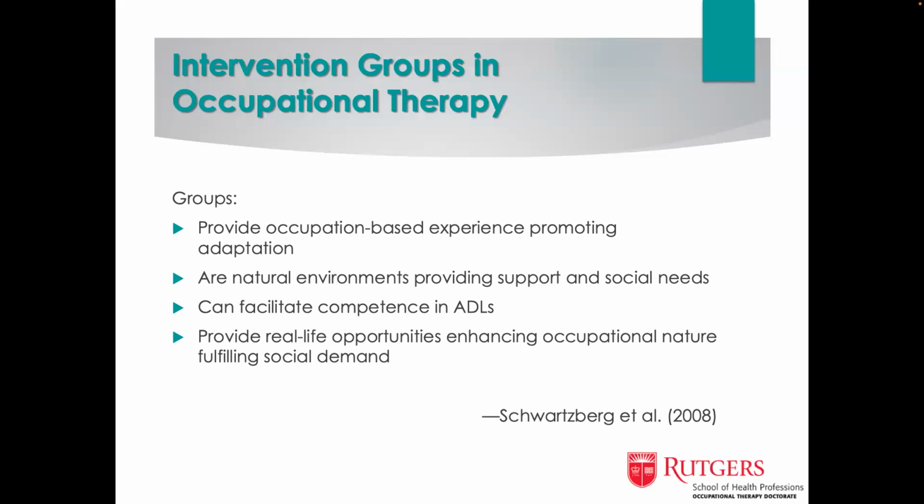Right? You also want to make sure that you are in an environment that's providing support and social needs. So if you have a group of 20 people and you don't have the space for that, that's something you need to take into consideration. You want to make sure that the environment facilitates the ability for these group members to achieve the goals that they're in the group to achieve.